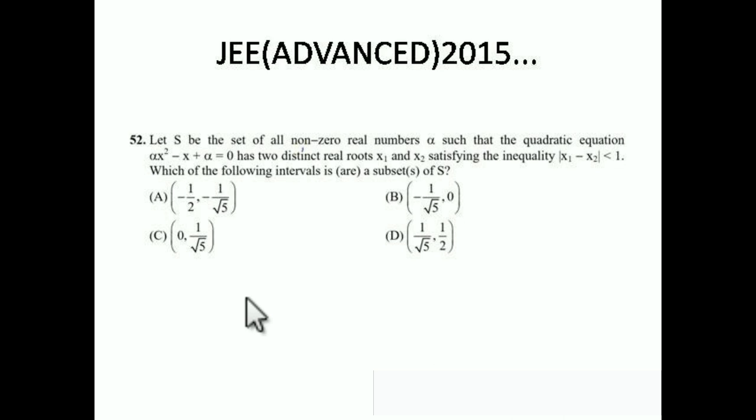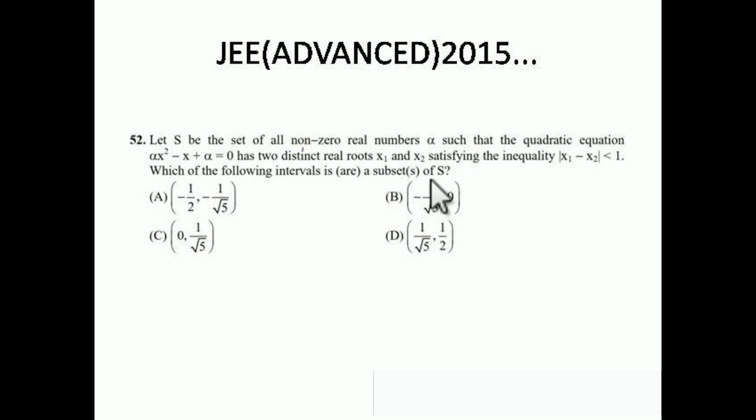Let S be the set of all non-zero real numbers alpha, such that the quadratic equation alpha x square minus x plus alpha is equal to 0 has two distinct roots x1 and x2 satisfying the inequality mod x1 minus x2 is less than 1. Which of the following interval is the subset of S?